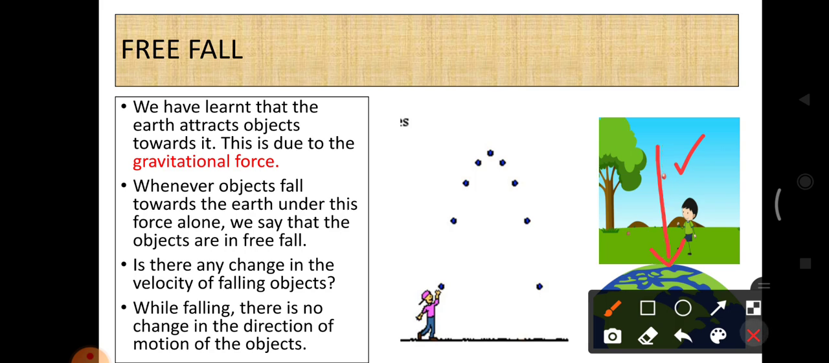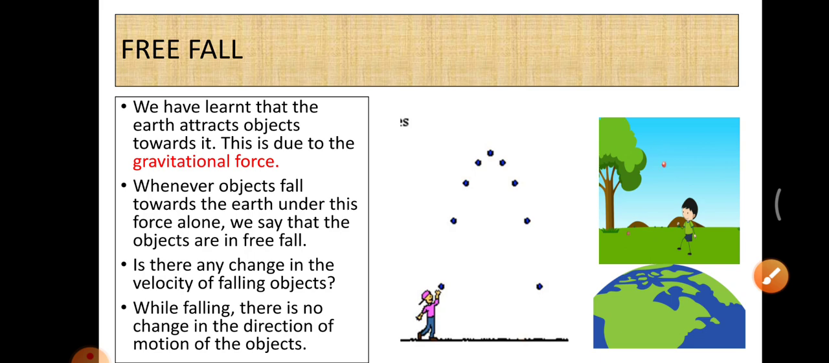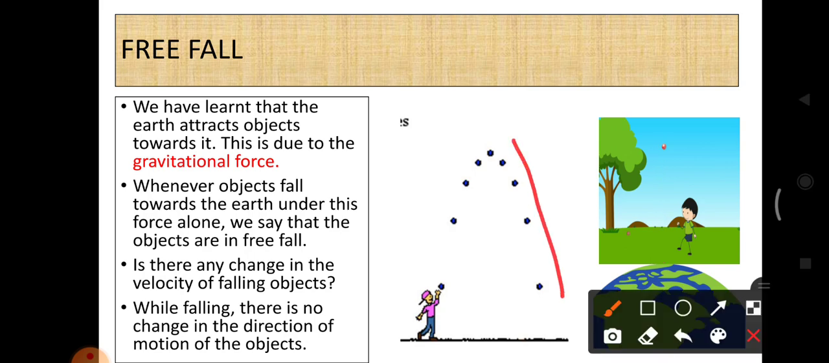Is there any change in velocity of a falling object? See here, you know what is meant by velocity. If the object is moving in this direction and suddenly it changes direction, the velocity changes. So in a free fall action, is there any change in direction of the falling object? No, because the ball is falling only in one direction. While falling, there is no change in the direction of motion of the object.